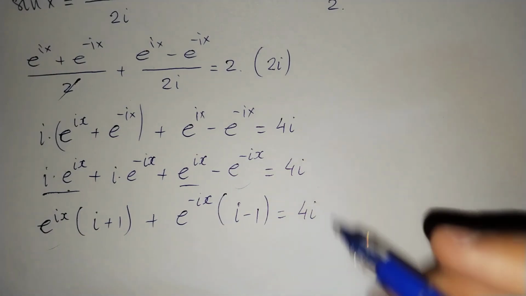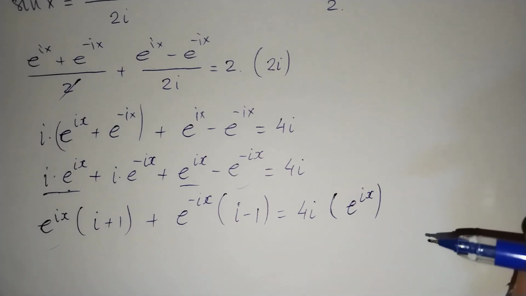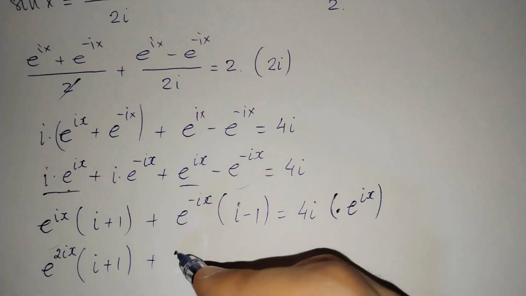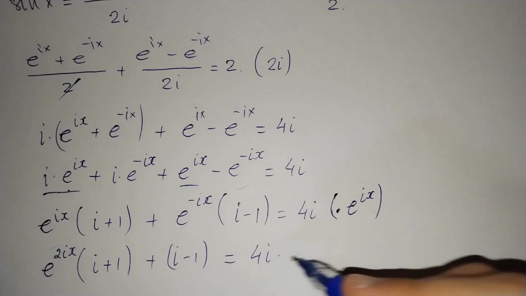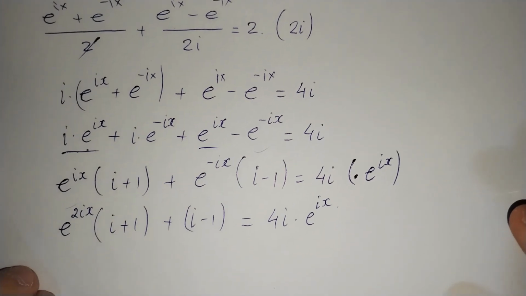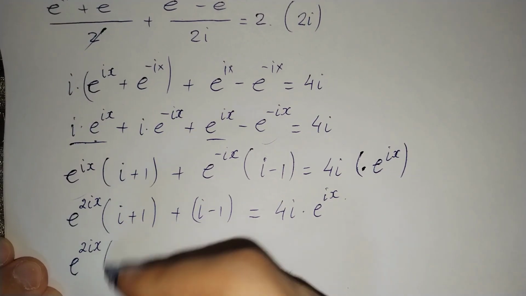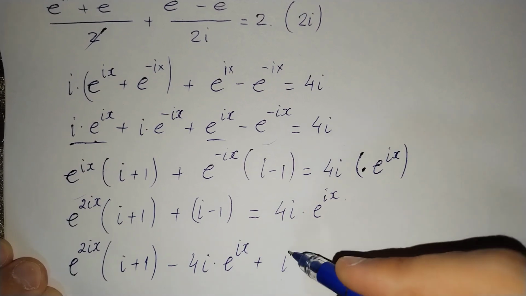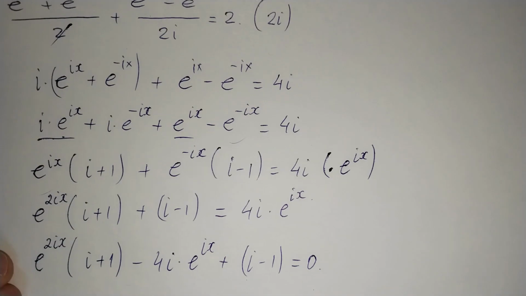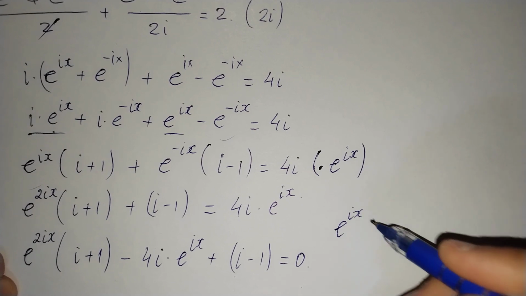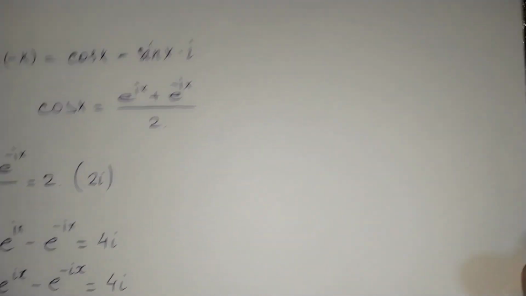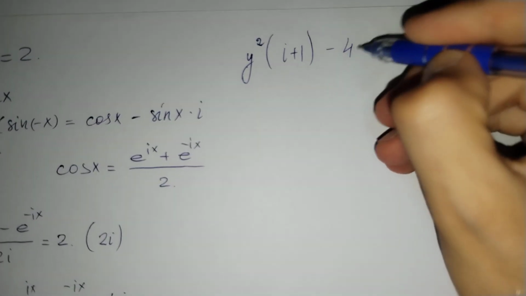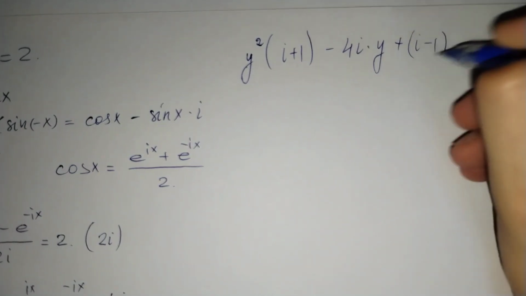And if we multiply both sides of our equation by e power ix, e power 2ix times (i plus 1) plus (i minus 1) is equal to 4i times e power ix. And this is a quadratic equation: e power 2ix times (i plus 1) minus 4 times i times e power ix plus (i minus 1) equals 0. And if we say that e power ix is equal to y, then we have y squared times (i plus 1) minus 4 times i times y plus (i minus 1) is equal to 0.